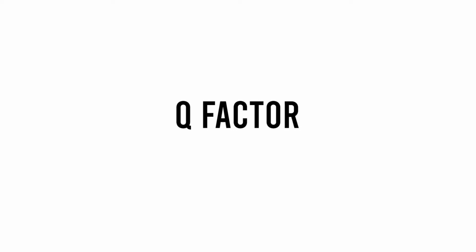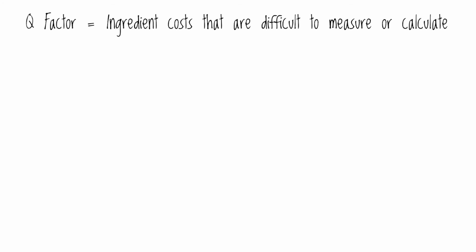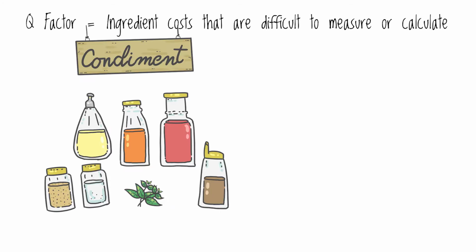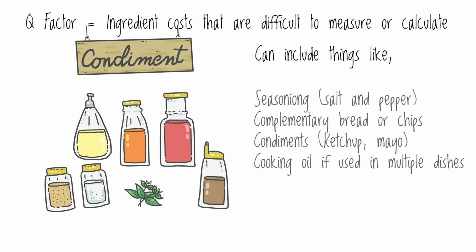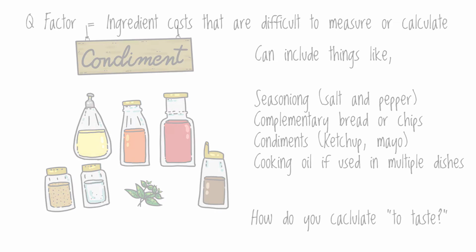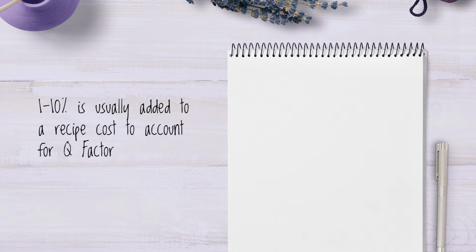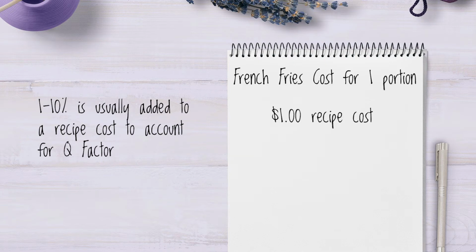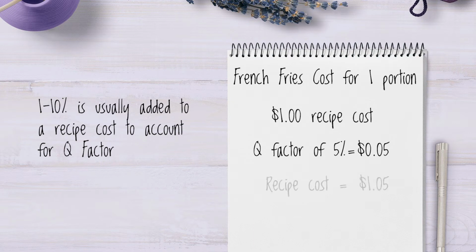Now that you understand EP, AP, and yield percent, let's talk about Q factor. Q factor represents ingredient costs that are difficult to measure or calculate. It is usually between 1 to 10% of the actual cost and can be added to the recipe cost. So if the recipe cost of one portion of French fries is $1 and Q factor is 5%, then you should consider adding 5 cents. So it would be $1.05 for the recipe cost.